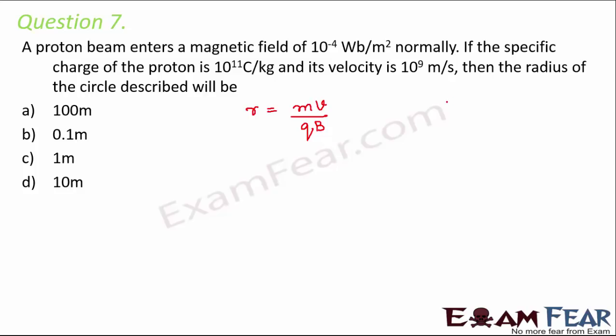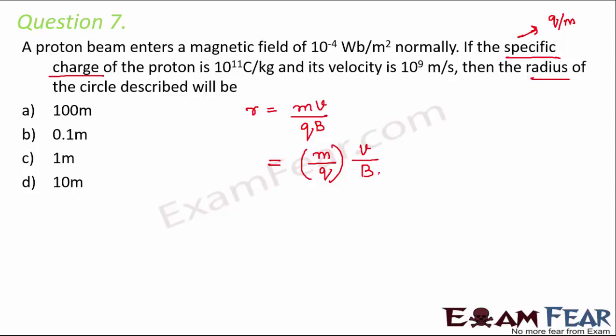Right, so in this question specific charge is given. So what is specific charge? Specific charge is the charge by mass ratio. Okay, so we have to calculate the radius of the circle. What will be the mass? Mass we do not know, but charge by mass is given. So m by q, let's put it separate, v divided by B.